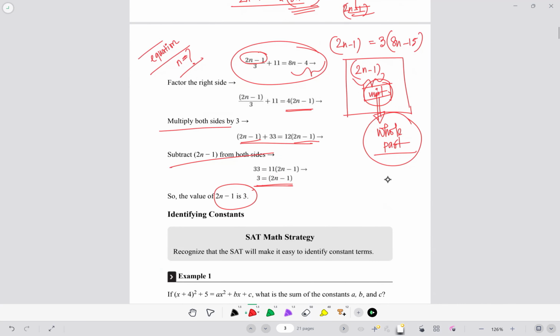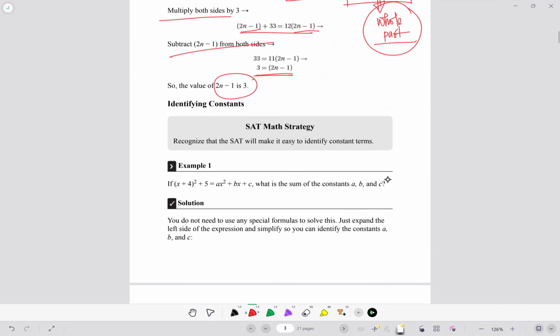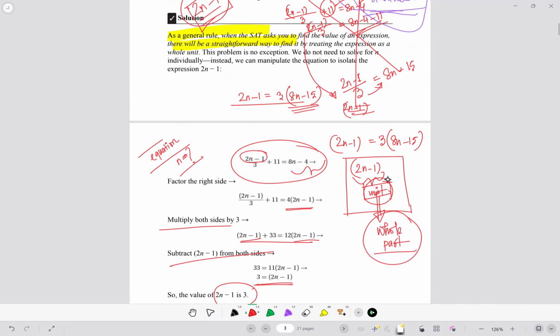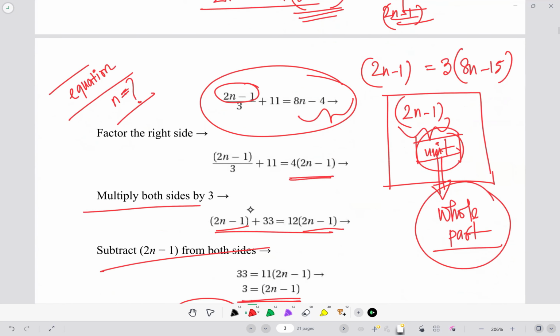Do you have any questions still now? No, not yet. Okay, all right. So wait, one second. So 2n minus 1 over 3 plus 11. How did you get the 4, 2n? How did that happen? Factoring, I told you, factoring. Do you reverse the steps or what?